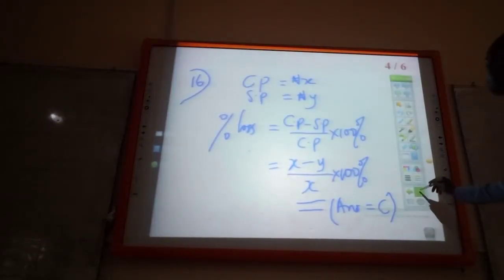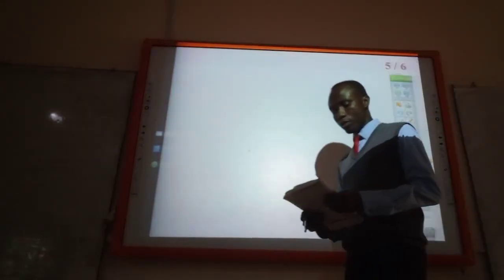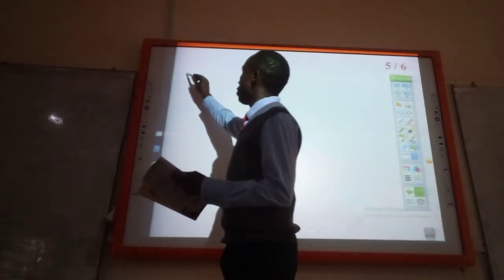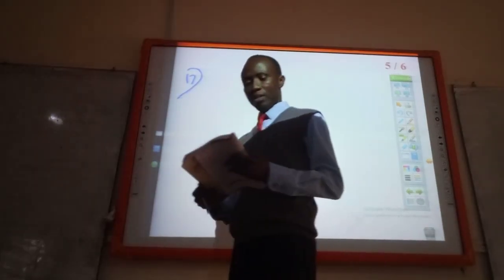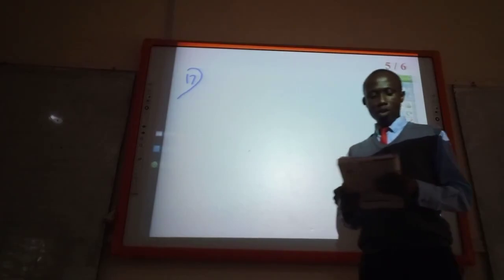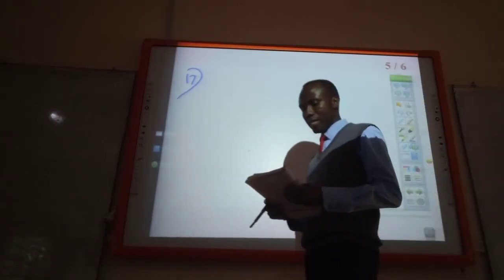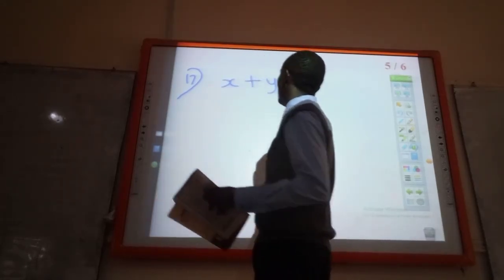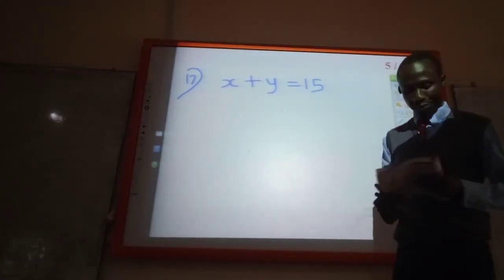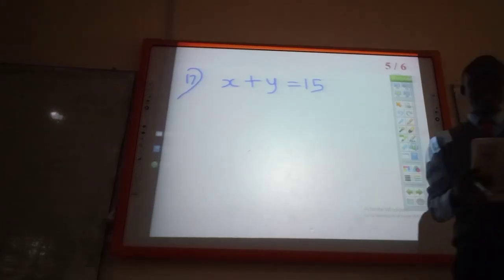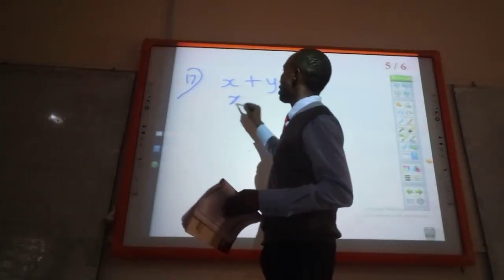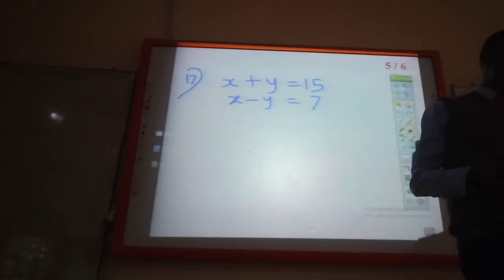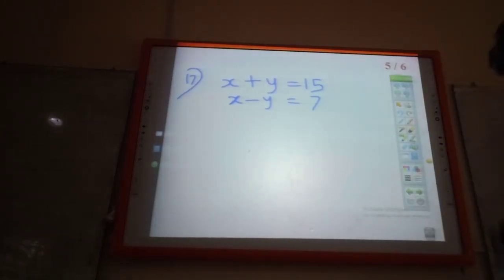Okay. We move to the fourth question. The question says number 17, right? Yes, sir. The sum of two numbers is 15. Let those two numbers be X and Y. Their difference is 7. That's X minus Y is 7. Find the numbers.